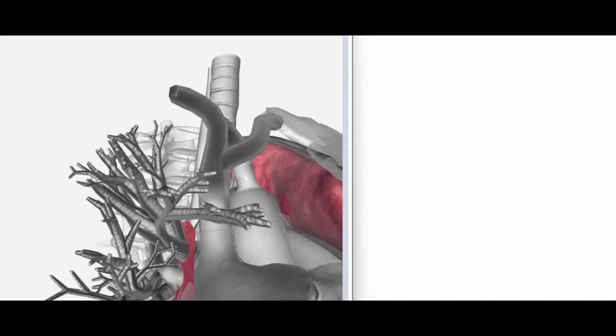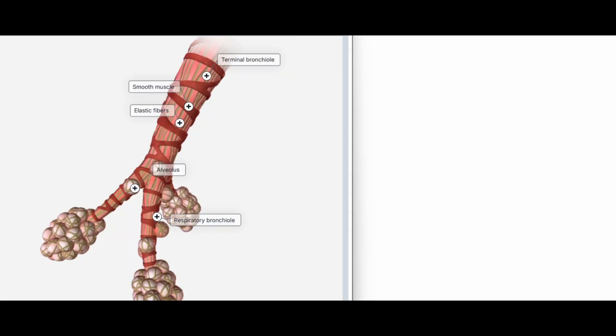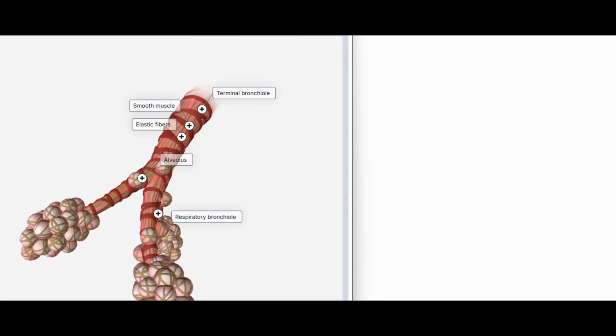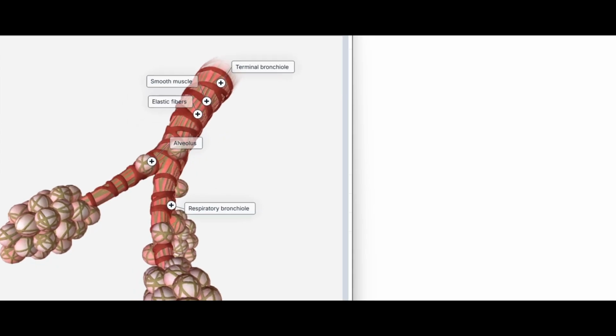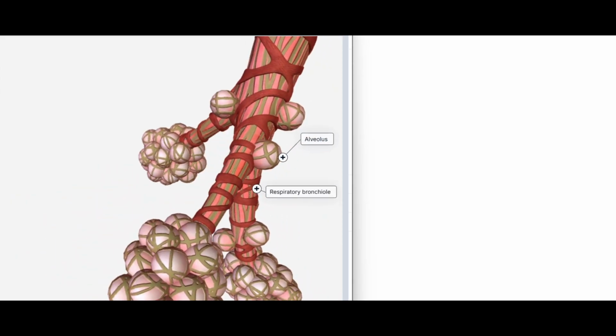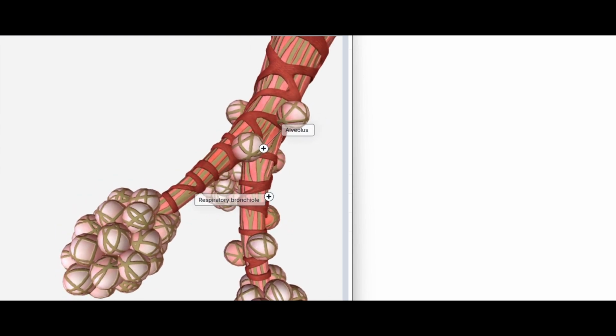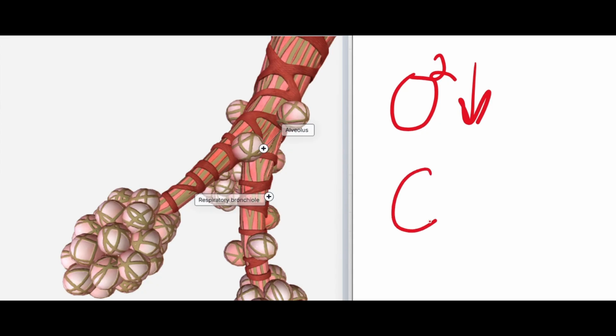Now, if you were to zero all the way in to see what these alveoli look like, this is what you're going to find. At the termination of the bronchioles, you'll find the alveoli sacs. There are millions of these sacs, and their only job is for gas exchange. Remember, we've got oxygen coming in, and we've got CO2 going out.